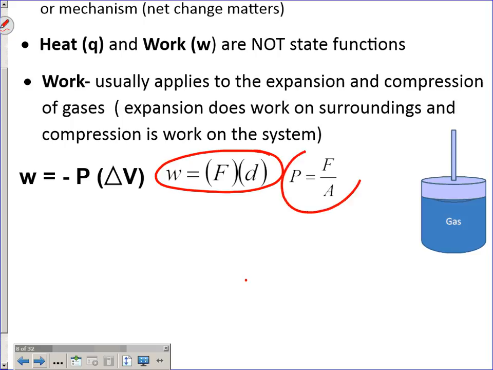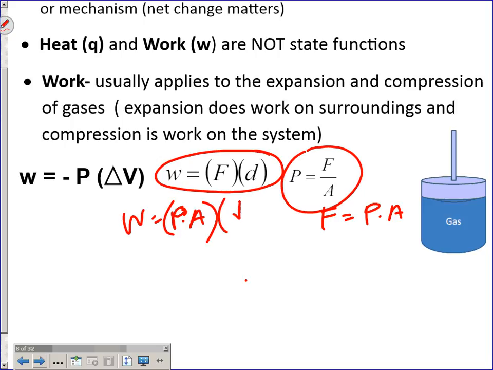So we're going to rearrange this. Can you guys go ahead and solve for F for me? F is equal to P times A. Okay, plug that in here. Work is equal to P times A, so pressure times area times distance.